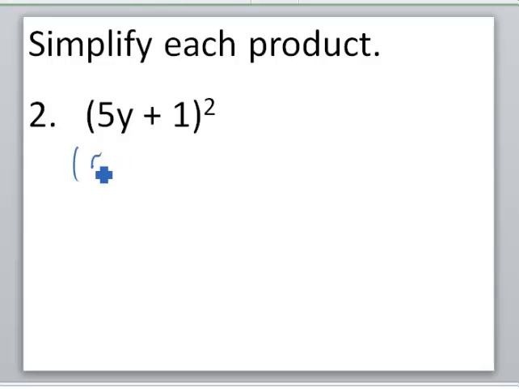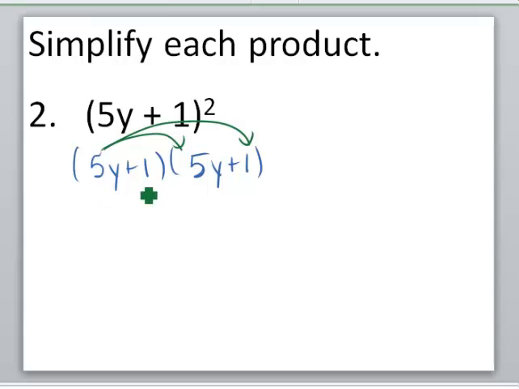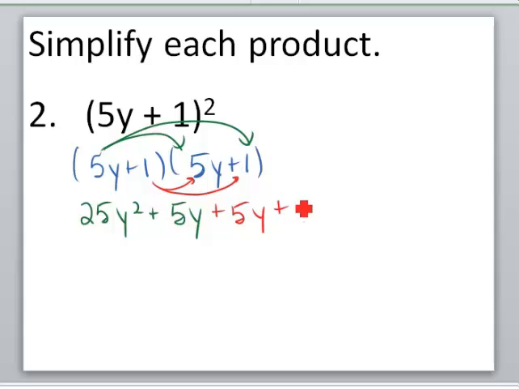Again, we have a 5y plus 1 times a 5y plus 1. So I'll distribute the 5y through. 5y times 5y is 25y squared. 5y times 1 is 5y. Then I'm going to take my 1 and distribute it through. 1 times 5y is 5y, and 1 times 1 is 1. Combine my like terms. I get 25y squared plus 10y plus 1.